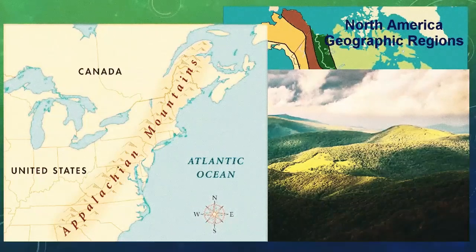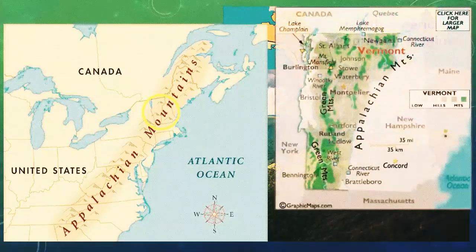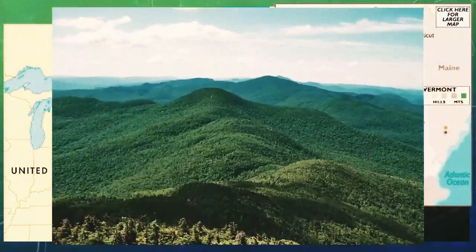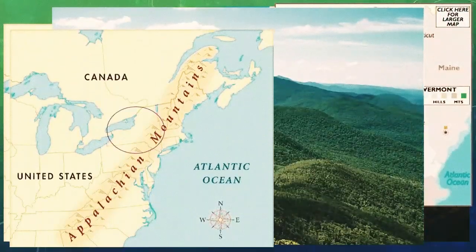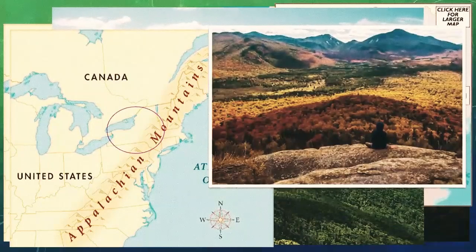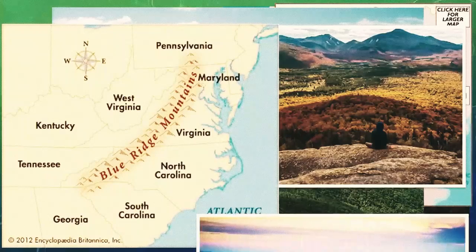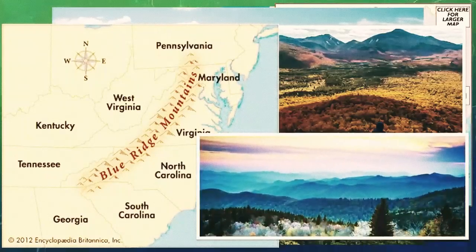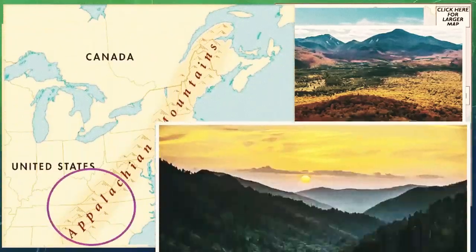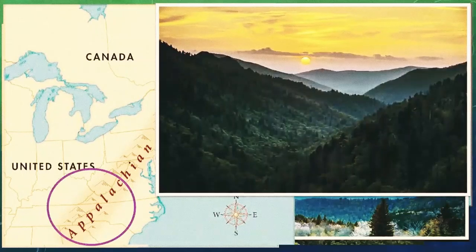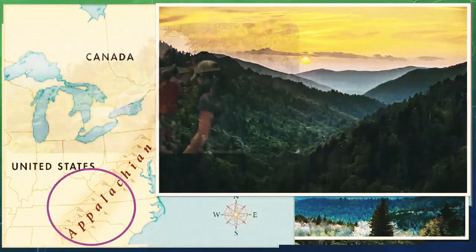The Appalachian Mountains in Vermont are called the Green Mountains. In New York, the mountains are called the Adirondack Mountains and the Catskill Mountains. In Maryland and Virginia, they are referred to as the Blue Ridge Mountains. In North Carolina and Tennessee, the mountains are called the Great Smokies. If you have not yet drawn rounded mountains on your passport for this section, now is the time.